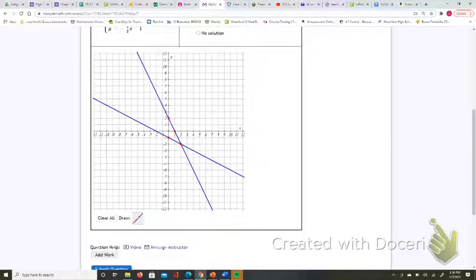Now, where do those two lines cross? They cross right here. And what point is that where they cross?